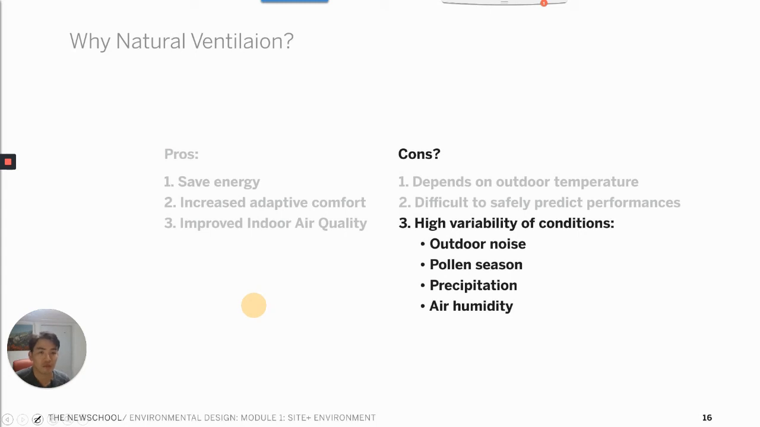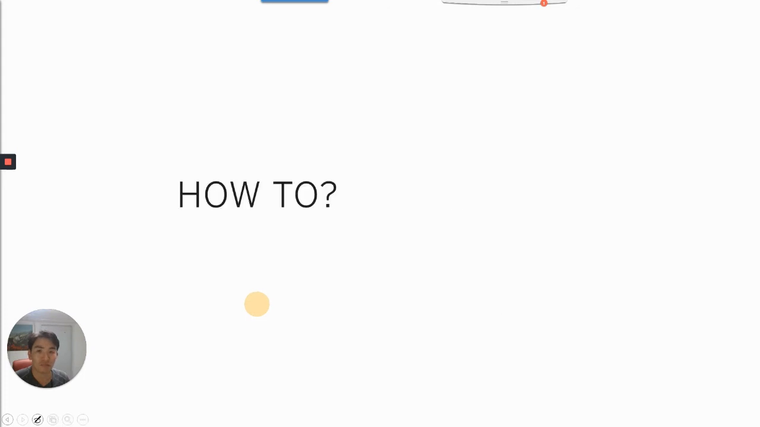Apart from the temperature, there are so many other factors on the outside from which you oftentimes want to separate the occupants, such as outdoor noise, pollen seasons, precipitation, and air humidity. It gets extremely challenging to control these outdoor factors coming into the inside of the building.